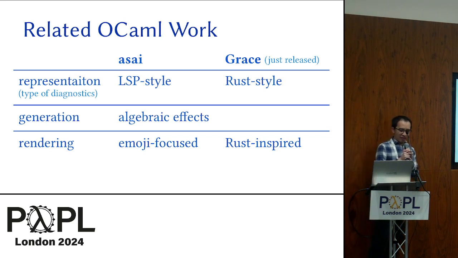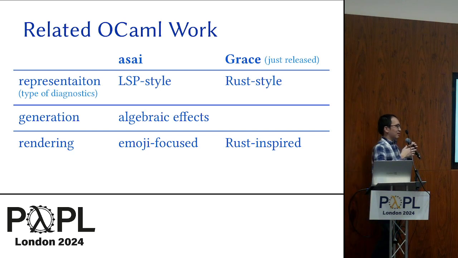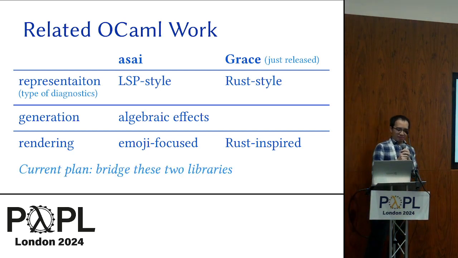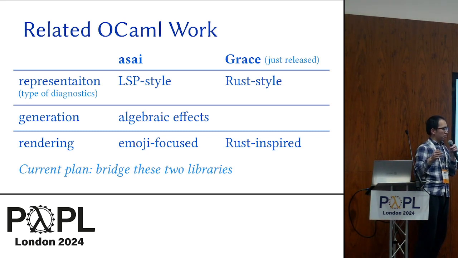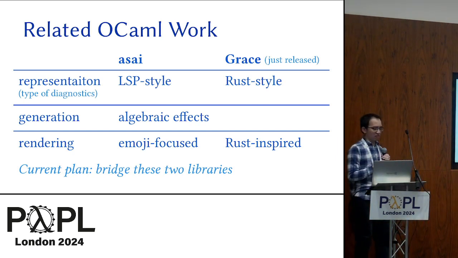And for the rendering, we are basically focusing on emoji. Emojis are the only thing we care about. Grace is embracing more the traditional view of diagnostics, having all these ASCII arrows to point out where the error is. But in our design, both libraries actually separate the rendering from generation. So after running some bridge code, we can actually use Grace to render our diagnostics and vice versa. So there's no fundamental incompatibility between these two libraries.